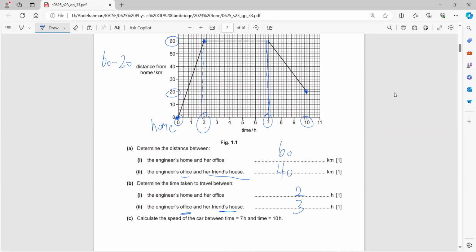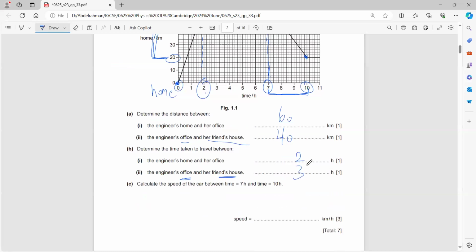We already have the time and we have the distance. Now we calculated the time from 7 to 10 and we calculated the distance from 20 to 60. Right? If you do it, it will give you the same answer. It'll just take a lot more time. But you already have them: 40 and 3. So what's the speed? How do we calculate the speed?